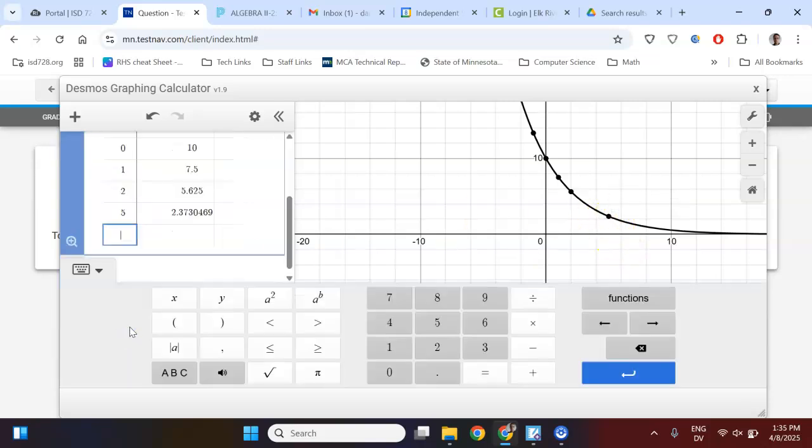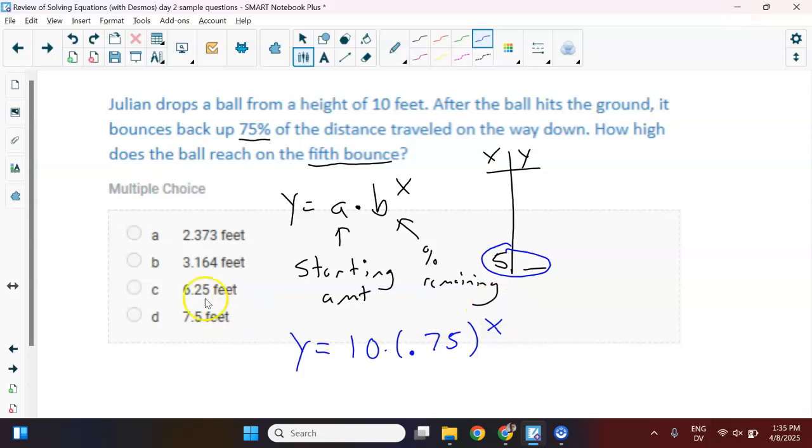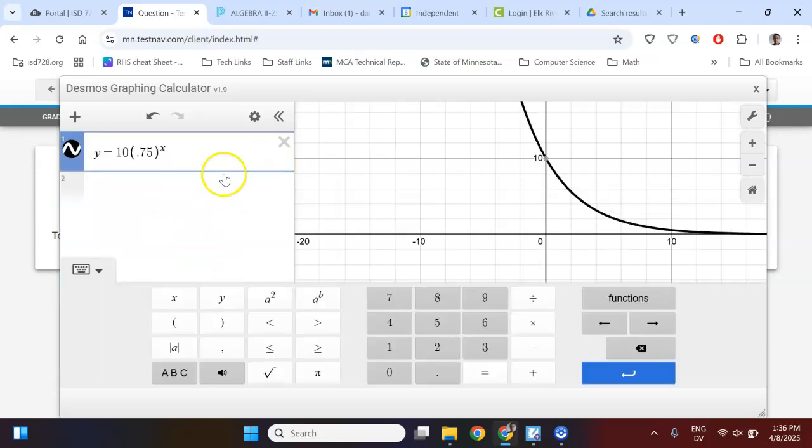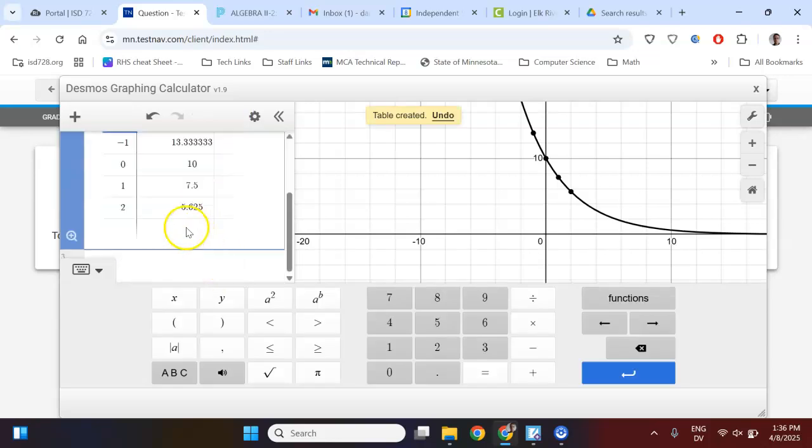So if you need any number, let's look at bounce 6. There's where bounce 6 will be. It's pretty slick, but the one we need is 5. So it looks like 2.373 is going to be our winner. 2.373. All right, and that is an answer choice, so I'm feeling pretty confident that that's what it'll be after the 5th bounce. So again, to get that, you just click this little gear up here and hit the table, and then it spits out those points, and then you can add extra x points here if you need, which is kind of slick.